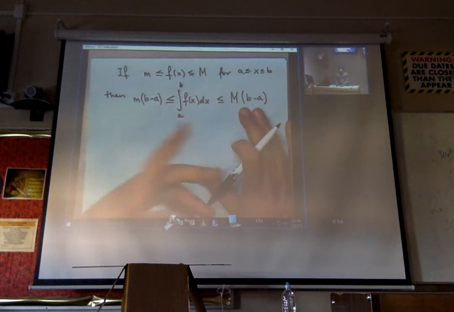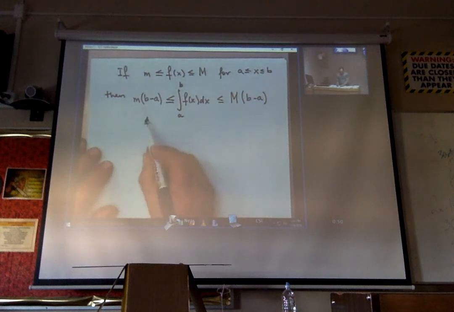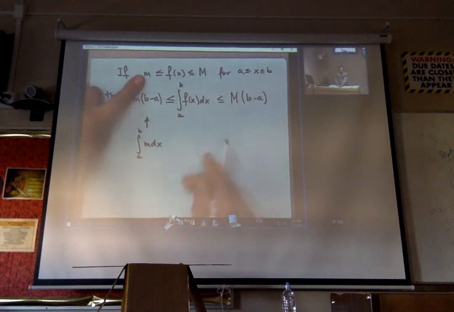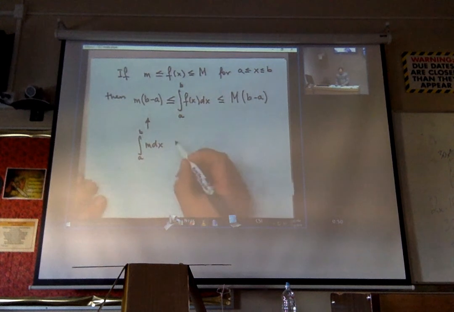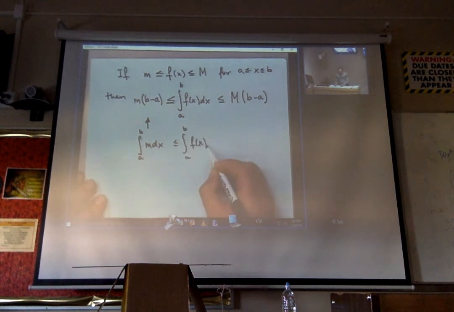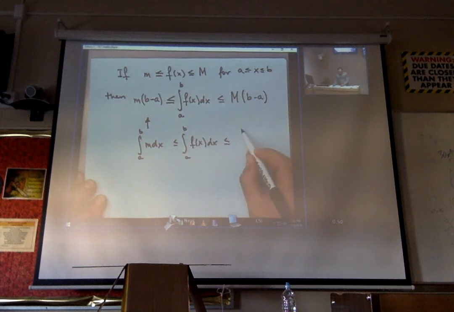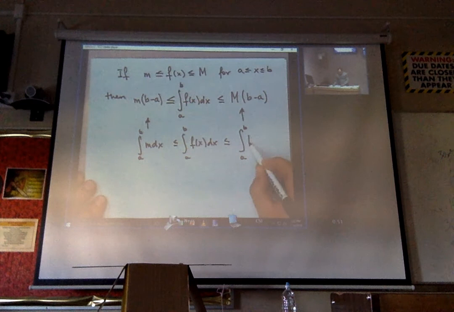So basically, what do we have? I'm going to put an arrow so that you understand where this is coming from. This is coming from this, the integral of f. Do you understand that? That's what you get if you apply that property. Well, this one will stay because I have to deal with this. And the same story for this one. It will be the integral from a to b of capital M dx.